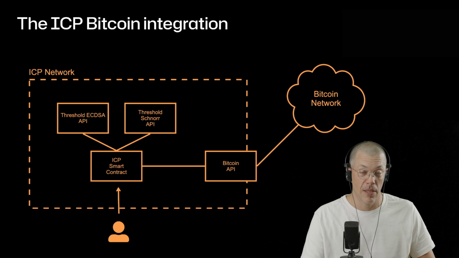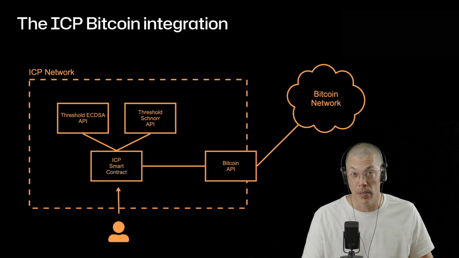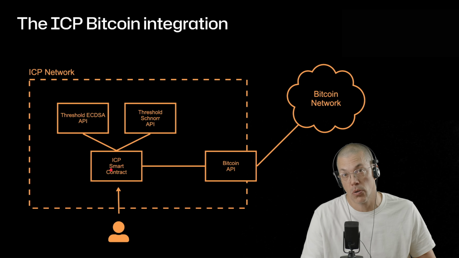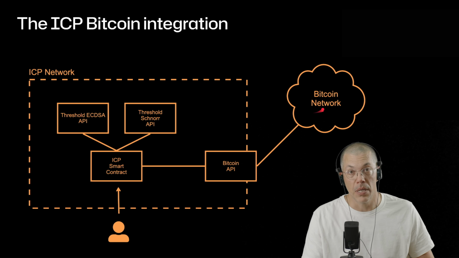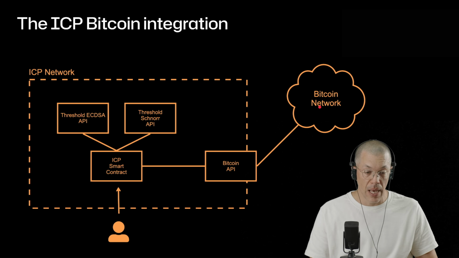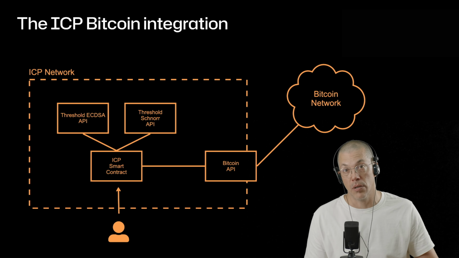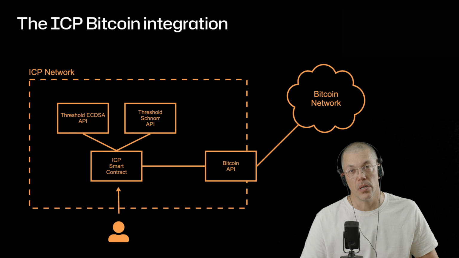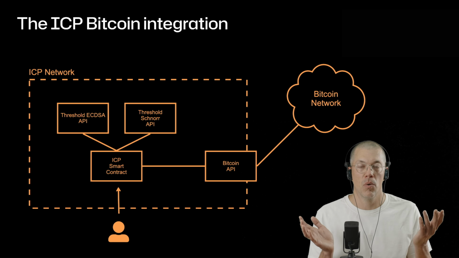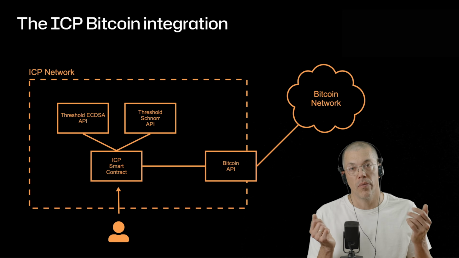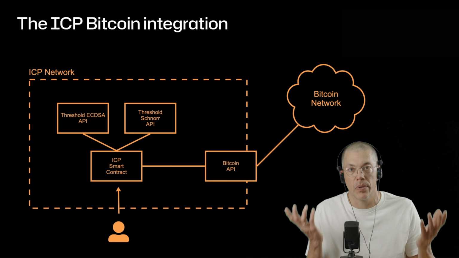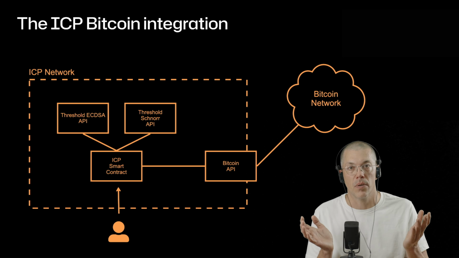Okay, so here we have the bird's eye view of the ICP Bitcoin integration. We have some user here that wants to interact with an ICP smart contract, and then of course we have the Bitcoin network. And to connect all this, we have some other components. ICP supports something that is called threshold signatures, a mechanism that allows the nodes of an ICP subnet to jointly sign transactions or arbitrary pieces of data together in a decentralized process.